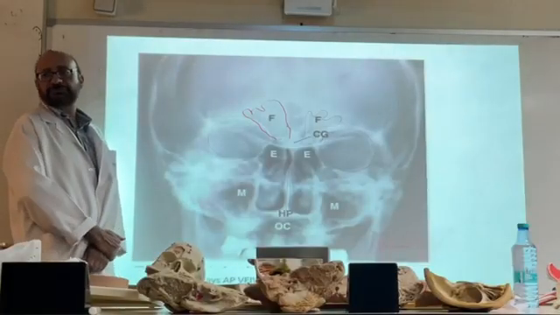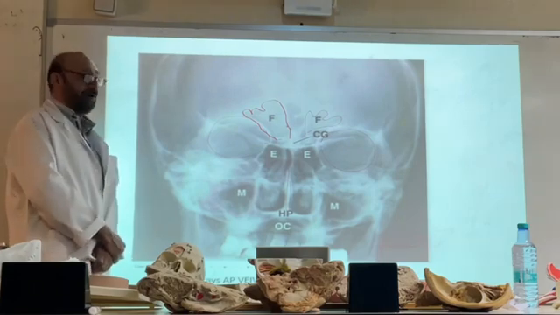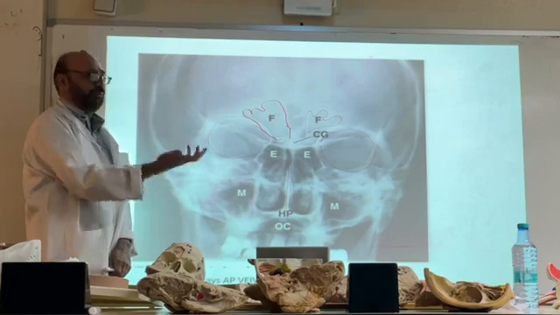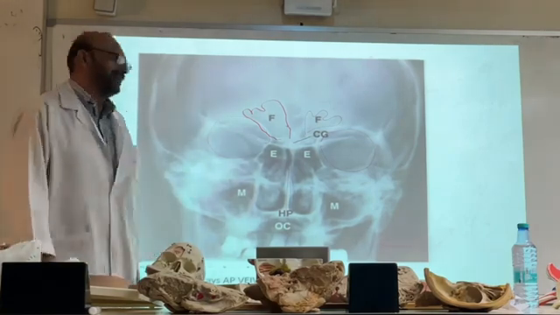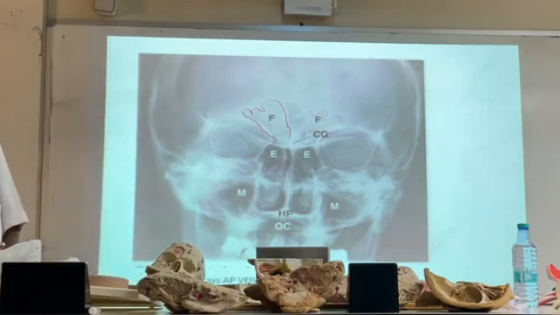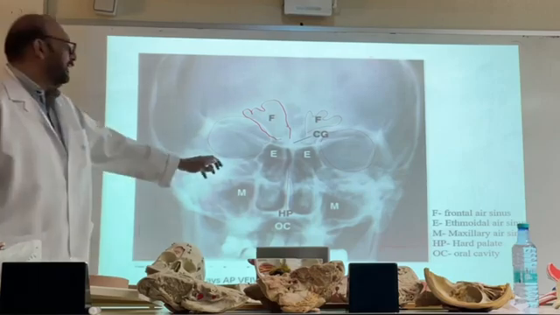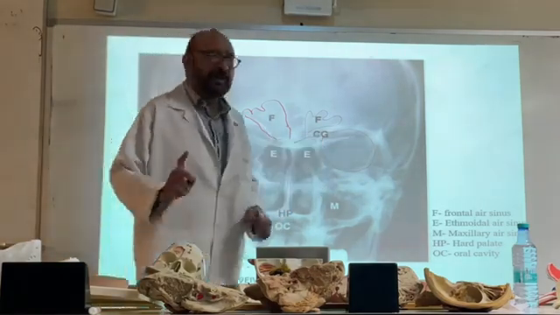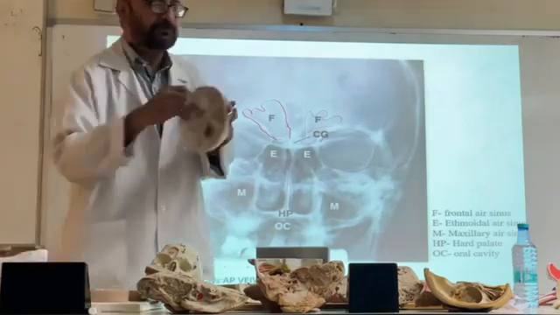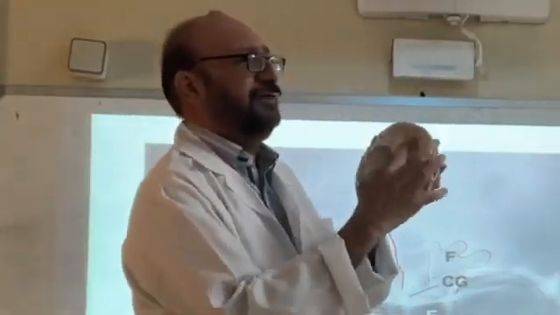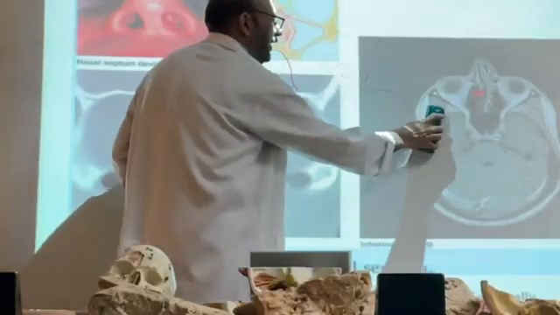What is this, HP? Hard palate, because it's visible like this, a bony part. What is OC? Oral cavity. This X-ray was even tricky for me, so I made the key for you. What is CG? Crista galli. Crista galli is an elevation on the skull. I will show you here. If I make it like this, the crista galli is visible here. And the sphenoid sinus?